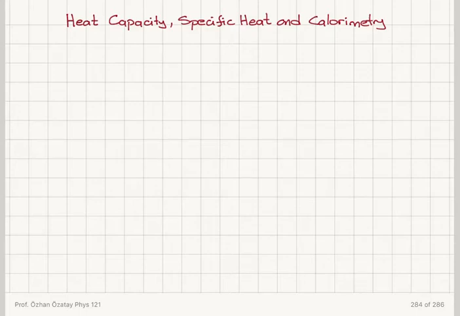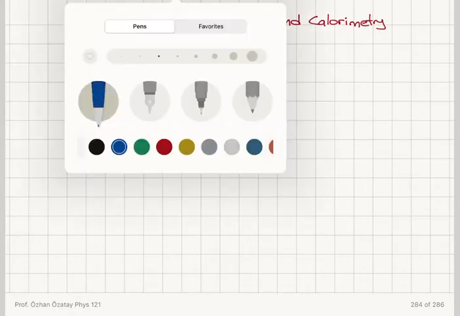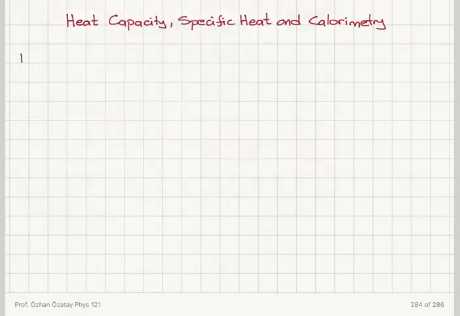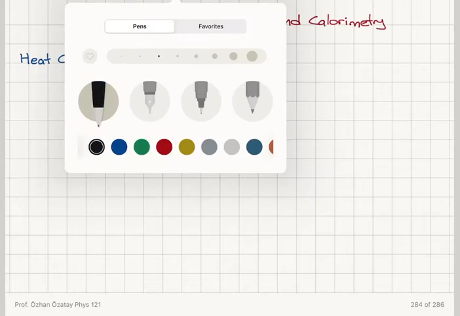So we have to be clear about the distinction between heat capacity and specific heat. Heat capacity is shown with capital C. Its unit is calories per Kelvin or calories per degree Celsius. We can also express it this way.